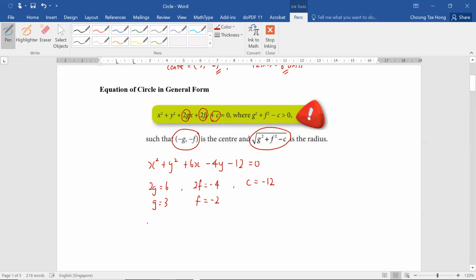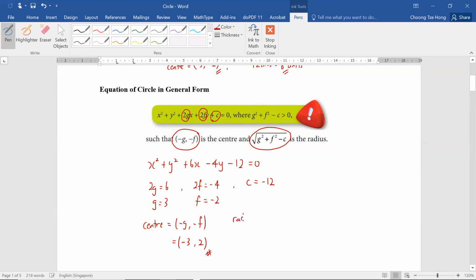So the center is given by (-g, -f). Minus g is minus 3, since g is 3. Okay, f is negative 2, so minus f will give you 2. So this is the center, (-3, 2).